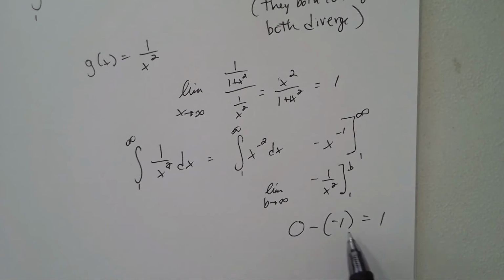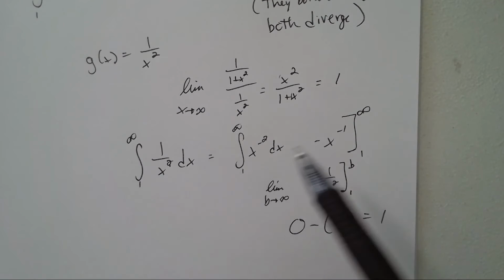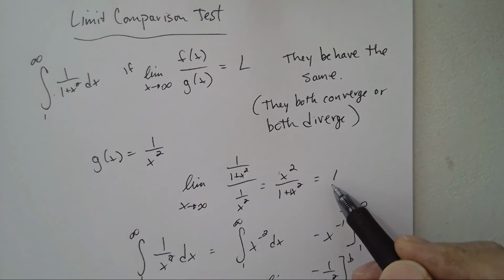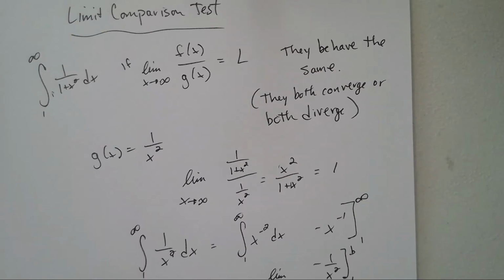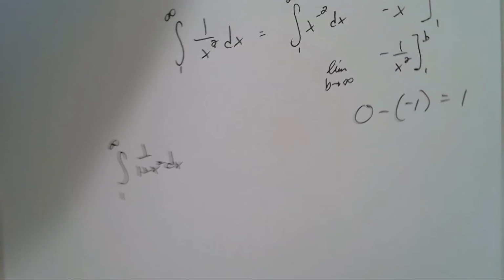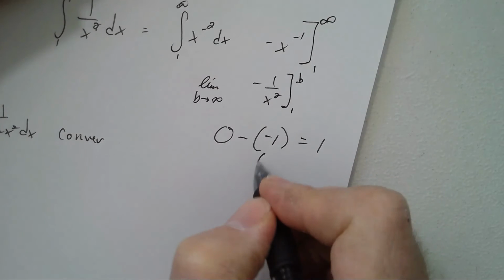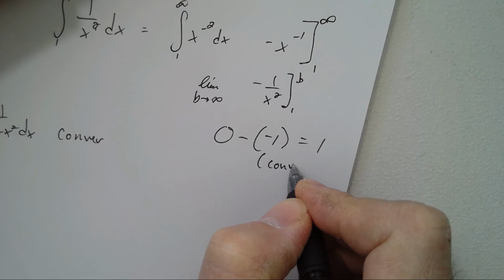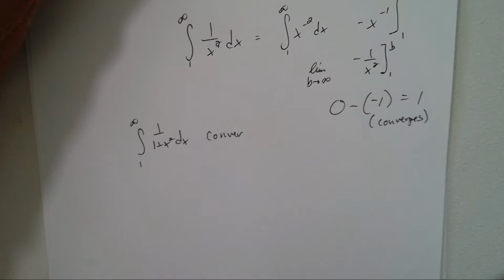So that one converges. This one converges. So since we got our number here, then they behave the same. So our original integral, 1 over 1 plus x squared dx, converges. This is the comparison. Converges through the limit comparison test.